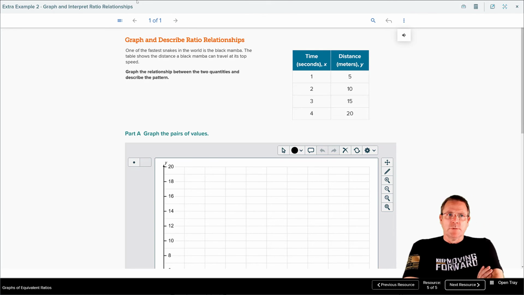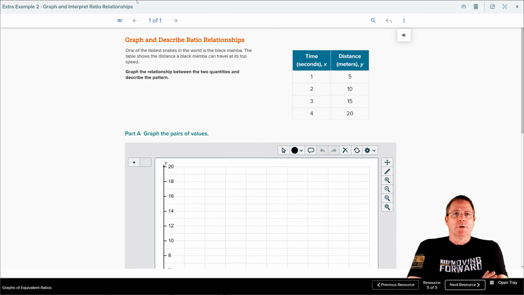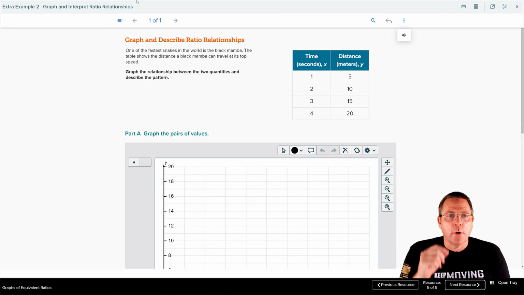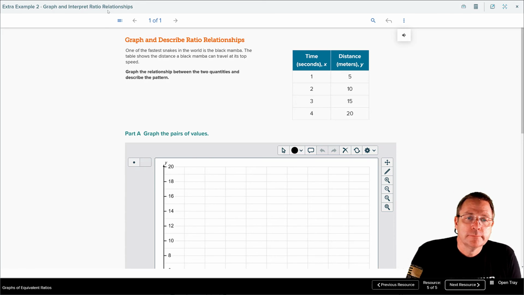Final resource says, graph and describe ratio relationships. One of the fastest snakes in the world is the black mamba. Sounds scary, doesn't he? The table shows the distance the black mamba can travel at its top speed. Graph the relationship between the two quantities. So, you pause the recording and you plot those points on the coordinate plane there.